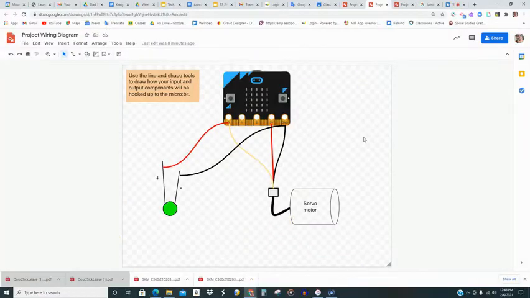Here is an example of a wiring diagram. Notice this is not a picture of the device. This is just of the circuits. Look at the motor example here. We have a black cable goes to ground, a red cable goes to 3V, and the yellow cable goes to a pin. Oops, there's a mistake here.